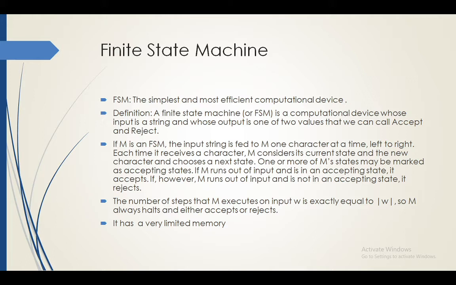So the number of steps that the machine executes on an input W is exactly equal to the size of the string W. So M always halts and either accepts or rejects. So here the machine always halts; it will always stop, either by producing accept or reject as output. This machine has one drawback, that it has very limited memory. In that memory it will store the character C, and based on that it will change the state.